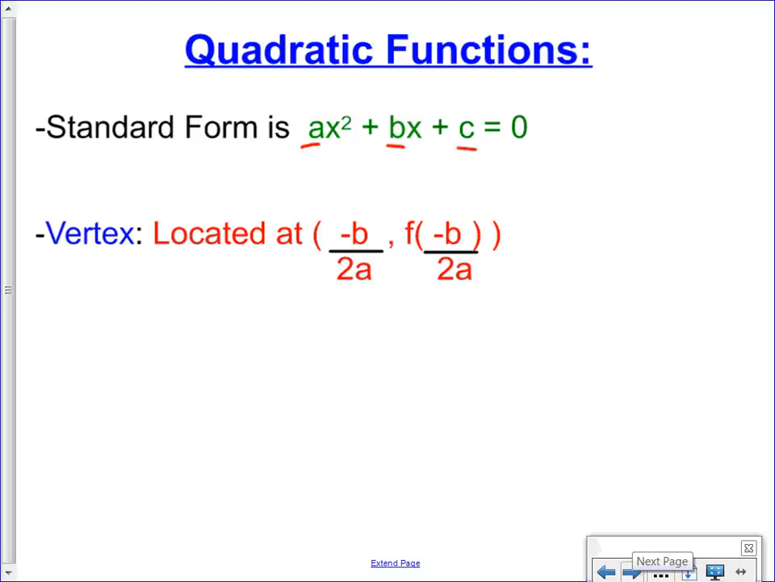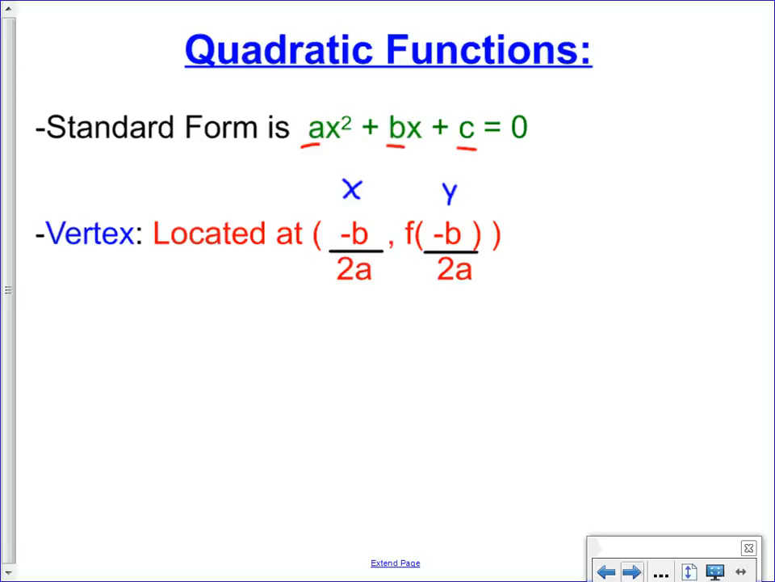To pull the vertex from the standard form, the formula to find the x is negative b over 2a. Does that look familiar? That's part of the quadratic formula. Just the front part: x is equal to opposite b plus or minus the square root. But just the negative b all over 2a is what you need to find the x. When you find the x, then plug it back in to find the y.